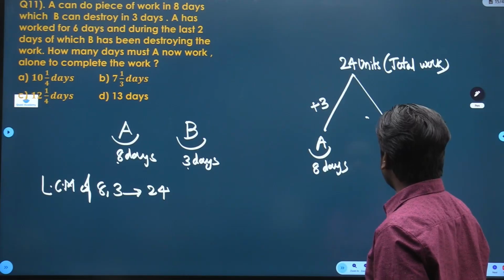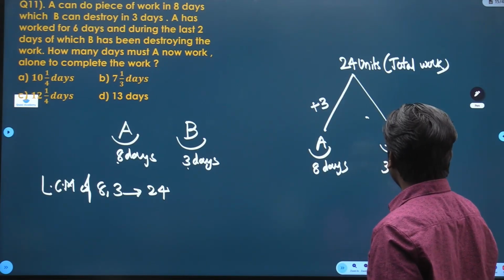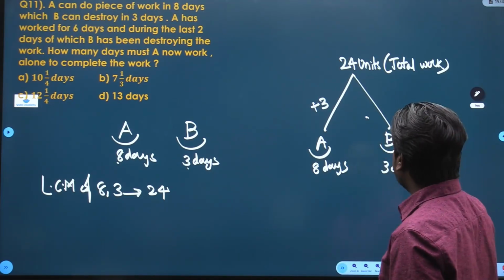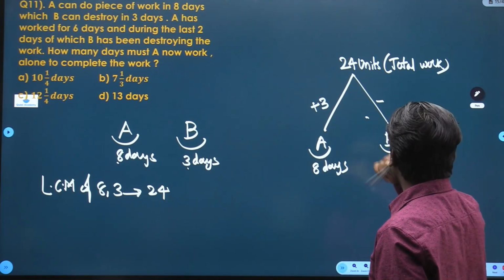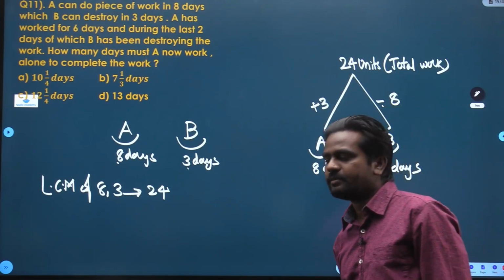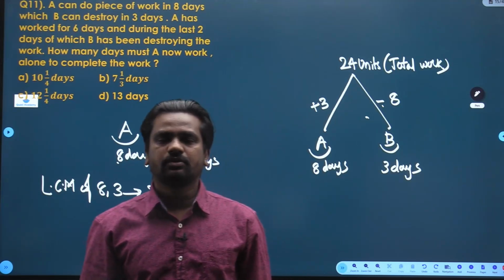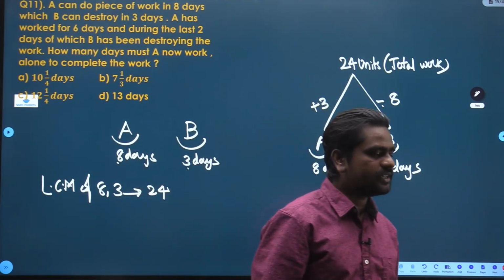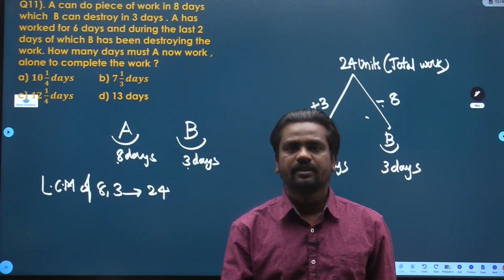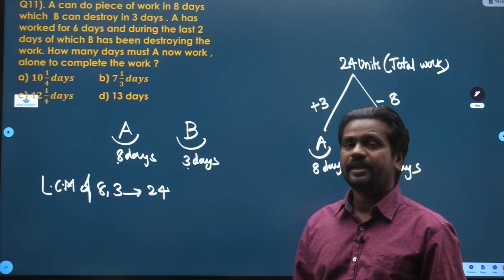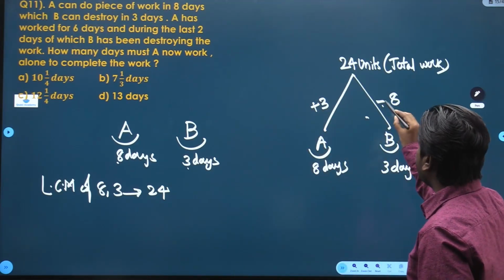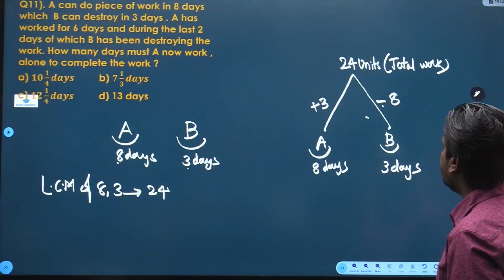Now B can destroy this work completely in 3 days. So what is the efficiency? I am writing minus. Why am I writing minus? Because he is doing negative kind of work. For example, if somebody is constructing a building, he is demolishing the building. A can construct the building in 8 days, but B can demolish it in 3 days. So that's why he is doing negative work, and that's why we are writing minus.